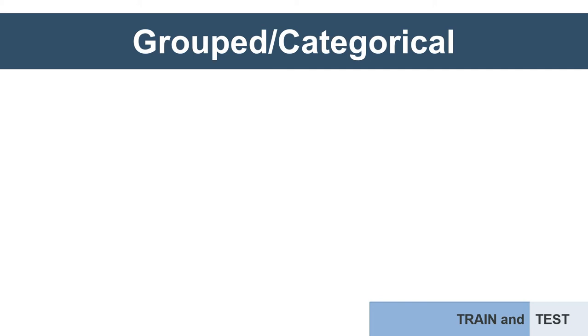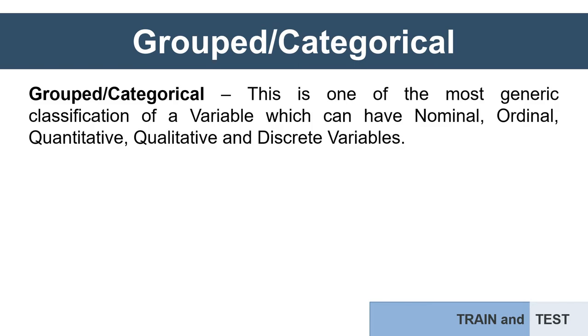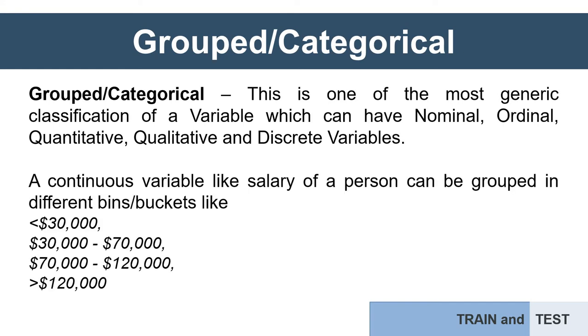The last classification would be grouped classification, and somehow it is seldom also referred to as categorical classification. However, there is a small difference between these two terms, but for our understanding per se, we would refer to it as categorical variable. This is one of the most generic classification, and this can have nominal, ordinal, quantitative, qualitative and discrete values. A continuous variable like salary of a person can be grouped into different buckets or bins like the ones shown here, and this variable would then be referred to as a categorical variable.